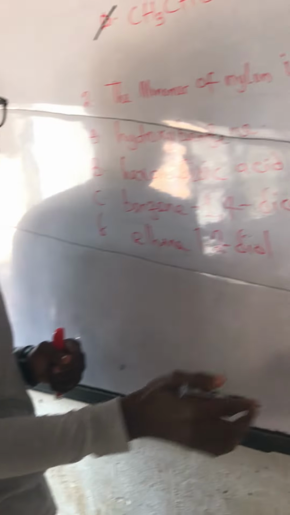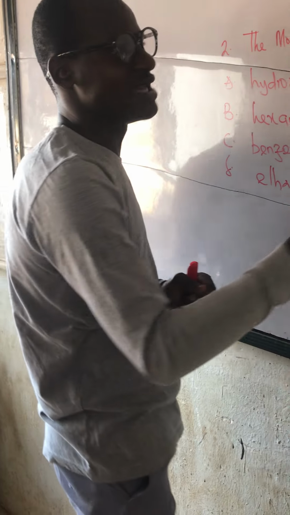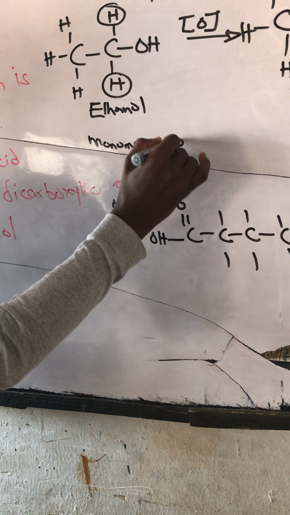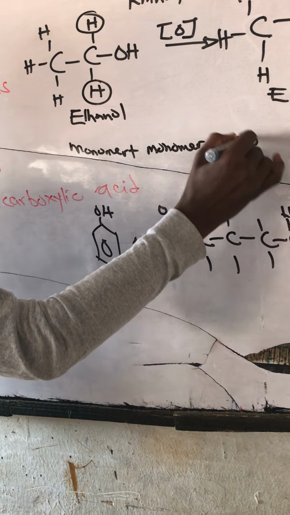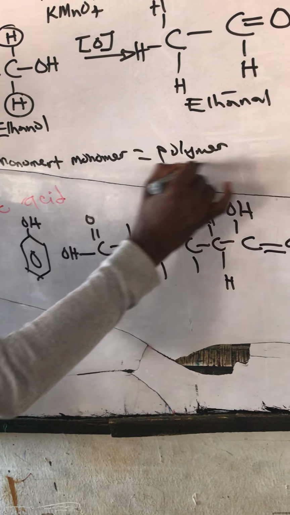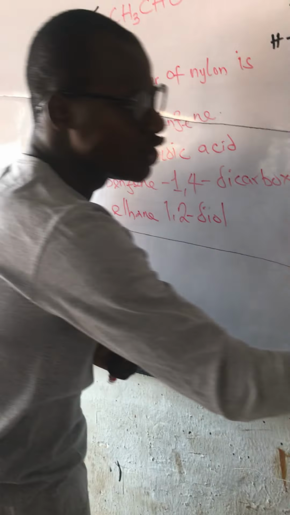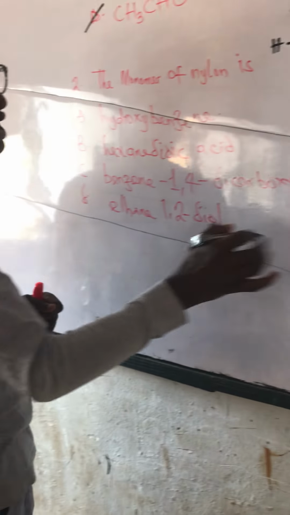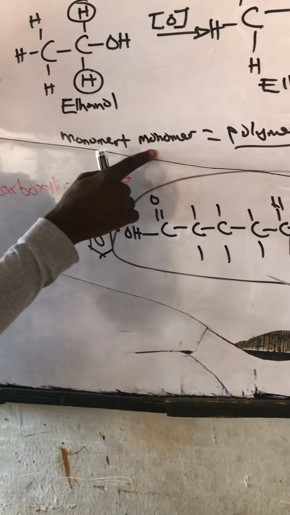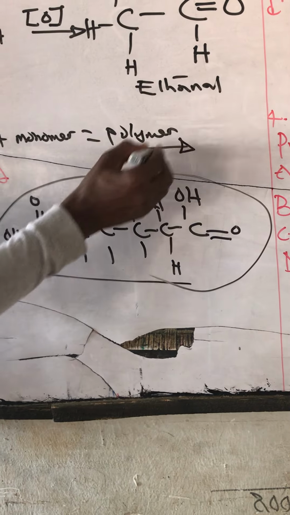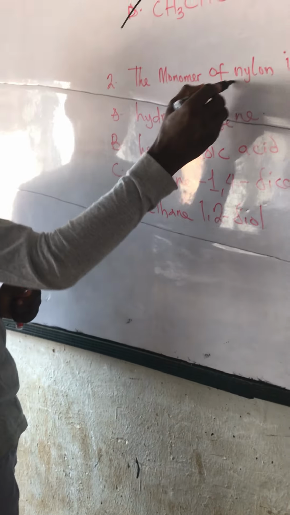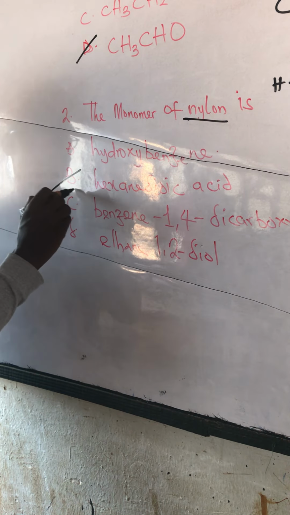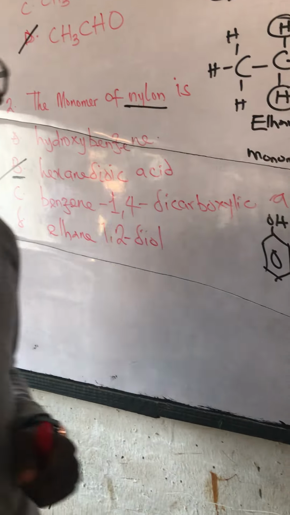Now, in this place, when the monomer, what do I mean by monomer? If I have a monomer plus another monomer, I'm going to have a polymer. And our nylon is a polymer. When we have a monomer of hexanedioic acid, I have one hexanedioic acid joined together with another hexanedioic acid. I'm going to have a polymer, and that polymer is going to give me the nylon. So our answer for this question is hexanedioic acid, making option B the best answer.